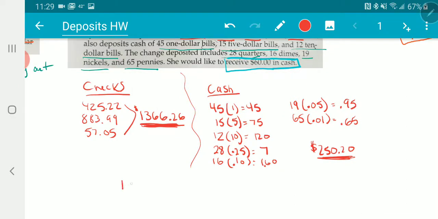So in total, $1,366.26 plus 250.20 is going to get me $1,616.46. But again, are we done?